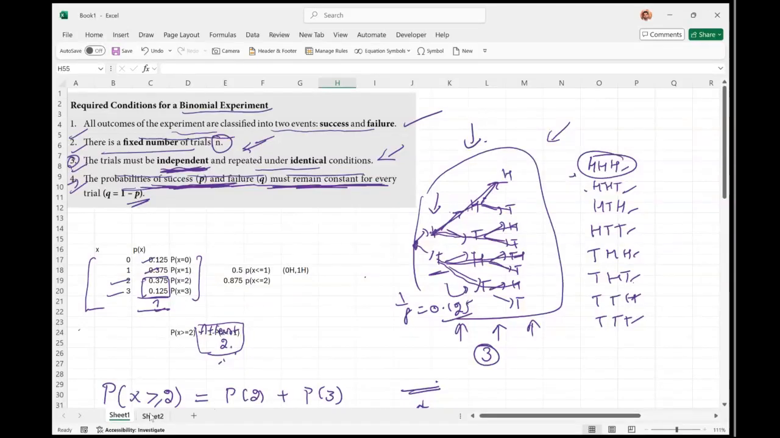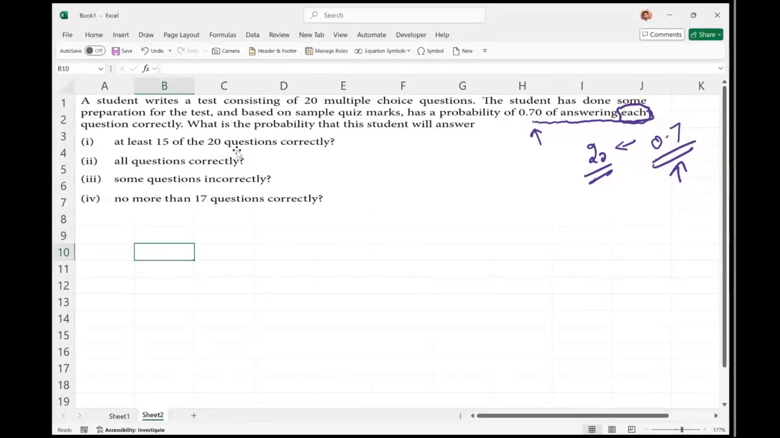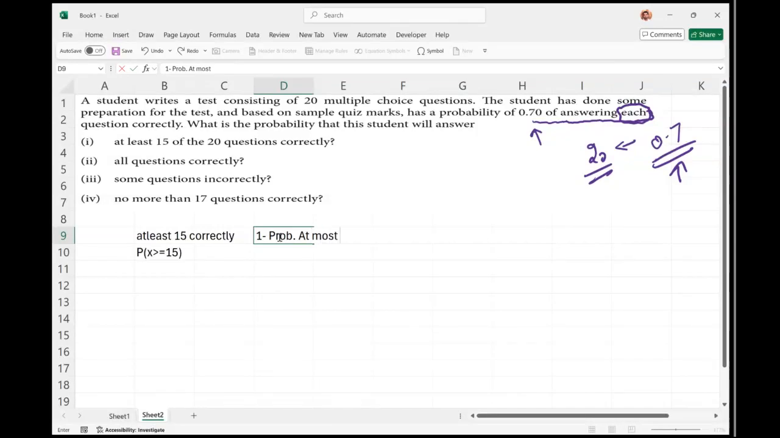All right, let's try and do this question now. So at least 15 out of 20 questions correctly. How am I going to write it? I'm going to put P, start the bracket, X greater than or equal to 15. At least 15 correctly. So I can write it as total probability, which is 1, the sum of the probabilities will always be 1, minus the probability of at most 14. That's what's going to give you the final answer, getting at least 15 correctly.